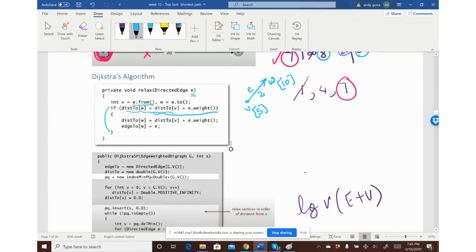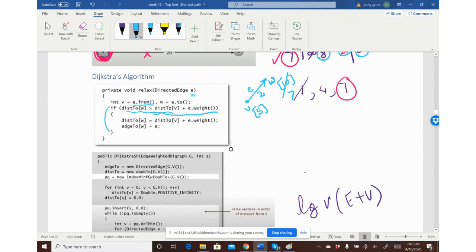So my question is, should we change the distance to W based on this? Yeah, so we found a better path, correct. So the 10 should be changed to 7 because it's the distance to V, which is 5 plus 2 gives you 7. Okay, so that's really the algorithm.